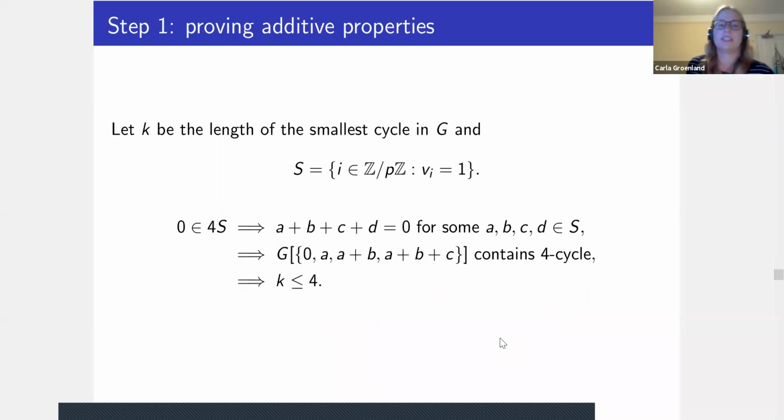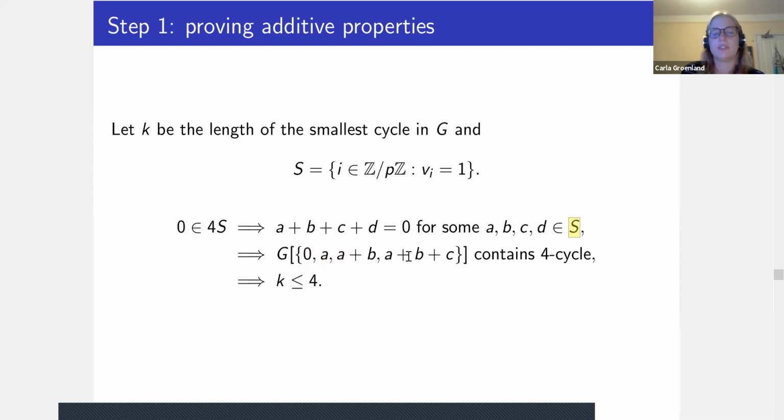Okay, so if we let k be the length of the smallest cycle and S be the support of v, then if we know that 0 is in 4S, that means we can find 4 elements in S which sum to 0. Let's call them A, B, C, and D. And now this tells us that the graph induced on this subset needs to contain a 4 cycle. Namely, if we look at 0 to A, the difference is A, and that's in S, so there's an edge there. And from A to A plus B, the difference is B, so again there is an edge there.